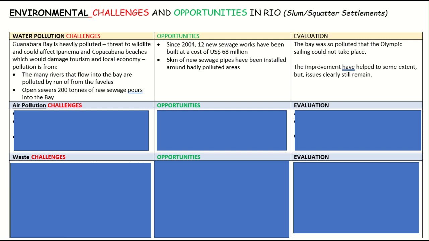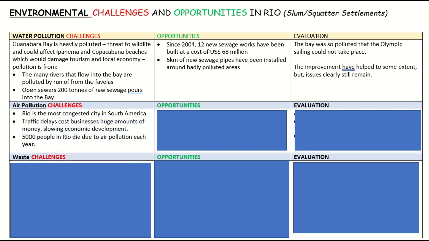And a bit of evaluation for you here. The bay was actually so polluted the Olympic sailing couldn't take place. It was a massive embarrassment for Rio de Janeiro. And while they have improved to some extent, it is quite clear that these issues remain.